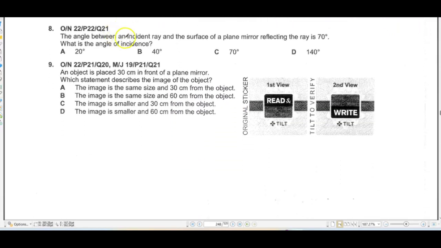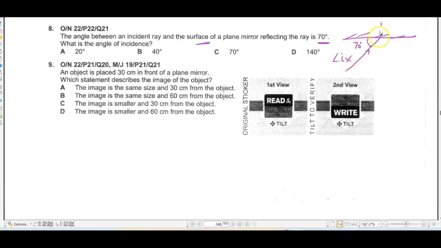Question number 8. The angle between an incident ray and the surface of the plane mirror reflecting the ray is 70 degrees. What is the angle of incidence? Okay, as I was just telling you guys, the question says this is a plane mirror. So the angle between the incident ray and the surface of the plane mirror that is reflecting the ray is 70 degrees. So it is this angle, and it is not the angle of incidence.